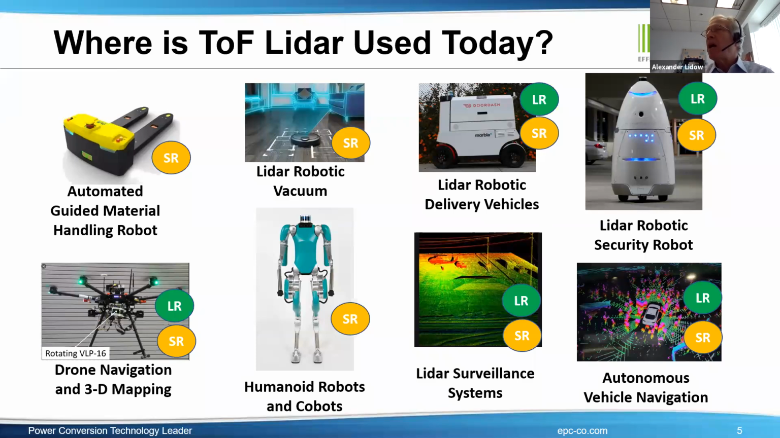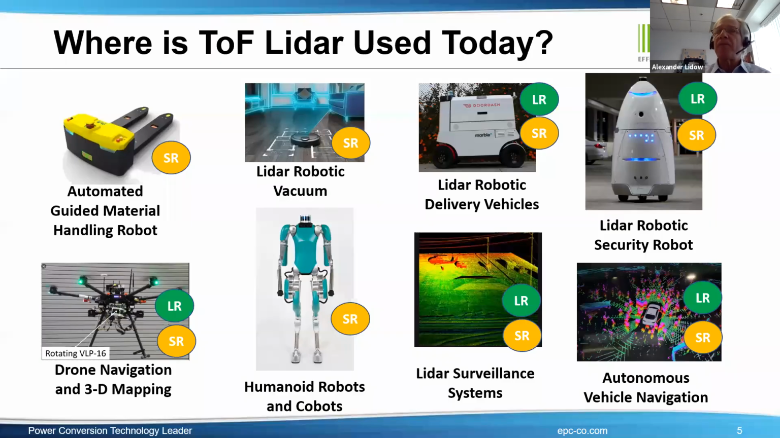An example of a short range lidar system would be, up there in the upper left-hand corner, one in a lidar robotic vacuum. That sounds exotic, but these are actually consumer robotic vacuums that you can buy that use very simplified lidar systems to both map the room and do collision avoidance.